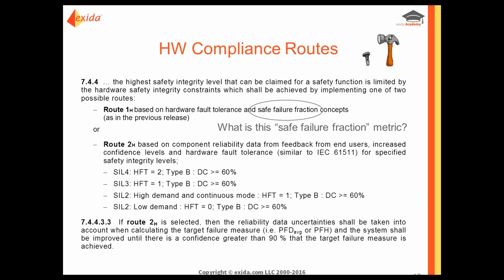One thing to note is it goes further to explain that if Route 2H is selected, then the reliability data uncertainties shall be taken into account when calculating the target failure measure. So that would be the PFD average for low demand mode or the PFH for high demand. And all systems shall be improved until there is a confidence greater than 90% that the target failure measure is achieved.